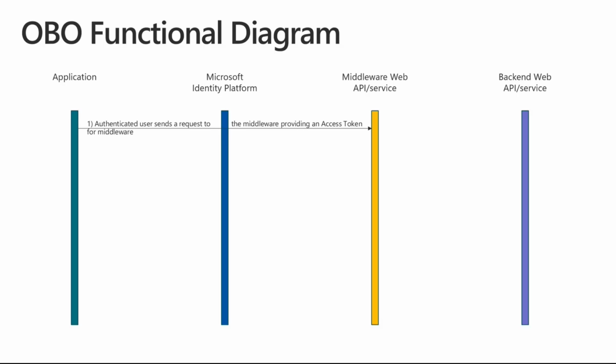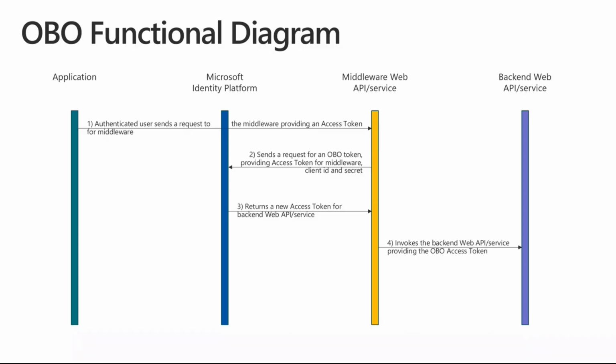Once we provide the access token to the middleware API, the middleware API will provide that access token together with a client ID and a secret. So with the client credentials authentication model from an app point of view, it will provide the access token, the client ID, and the secret to the Microsoft Identity Platform in order to get back another access token, which will allow the middleware to consume the backend on behalf of the user who is consuming the application in the front end.